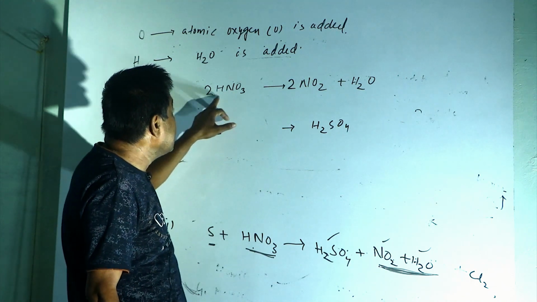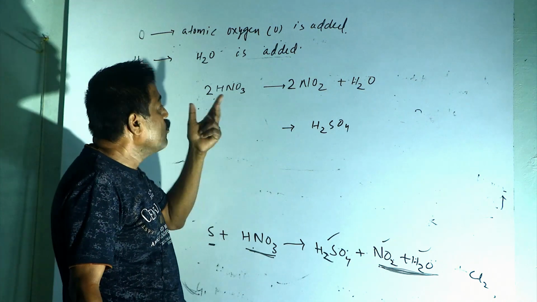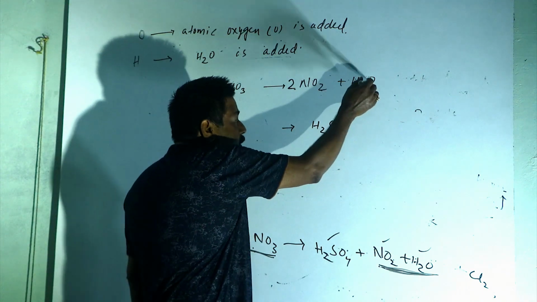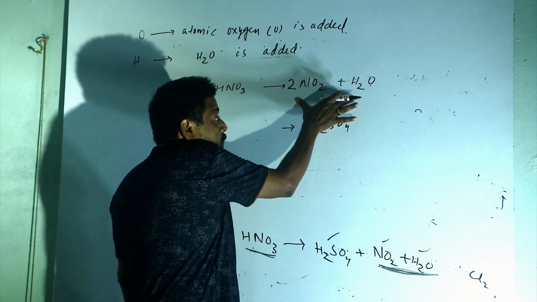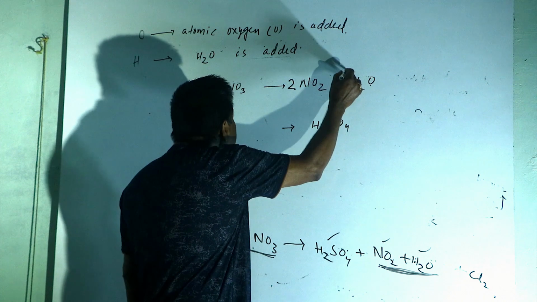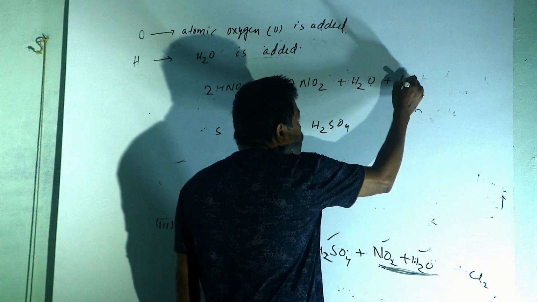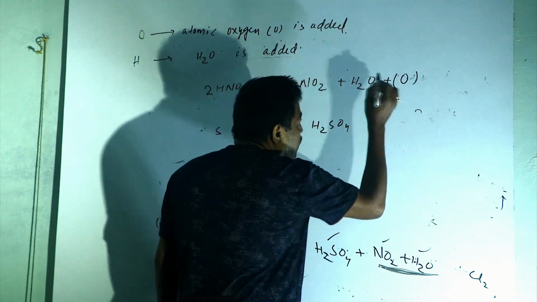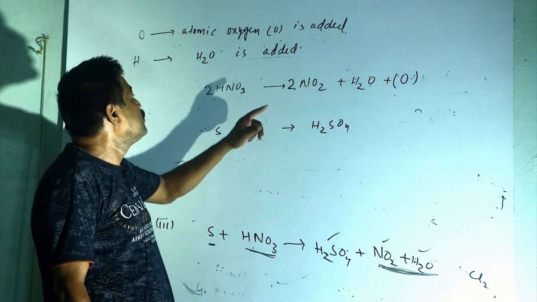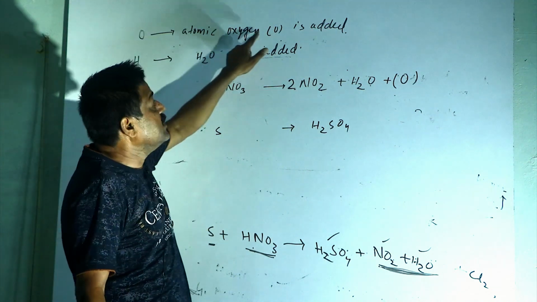How many oxygen atoms are there? There are 6 oxygen atoms in the left hand side. So in the right hand side we have to give 6 oxygen atoms. But here is 2 into 2, 4, and 1, 5. 5 oxygen atoms are there. None can be multiplied here to give 6 because if you multiply 2 here then again hydrogen will become unequal. Therefore only 1 atomic oxygen is added in this side. 1 atomic oxygen is to be added in the right hand side to equalize oxygen atoms in both sides. Because oxygen atoms are not equal, atomic oxygen is added.